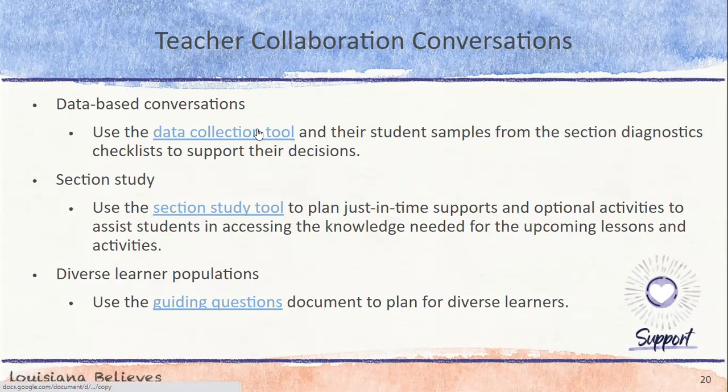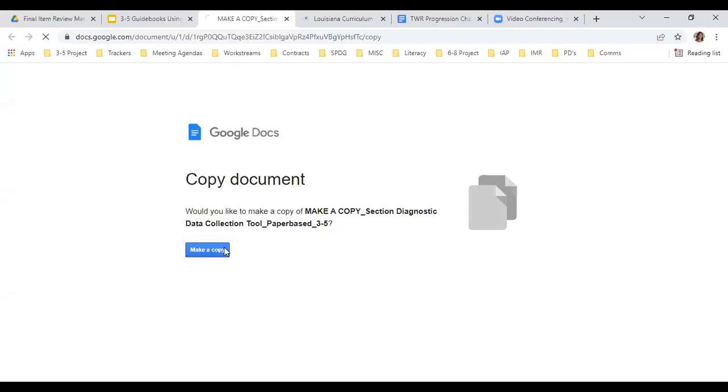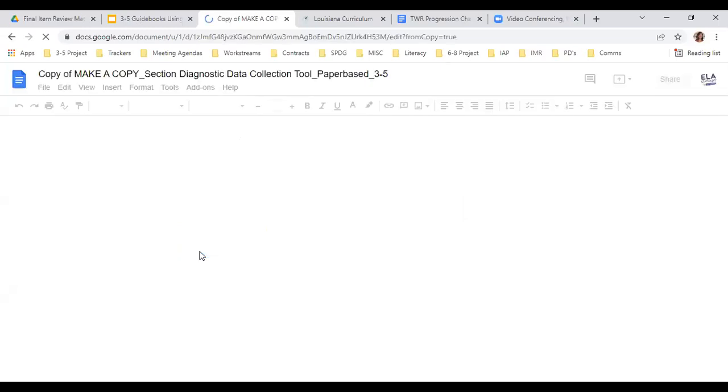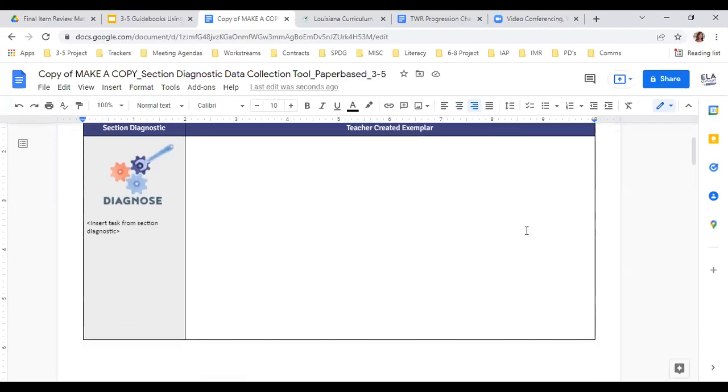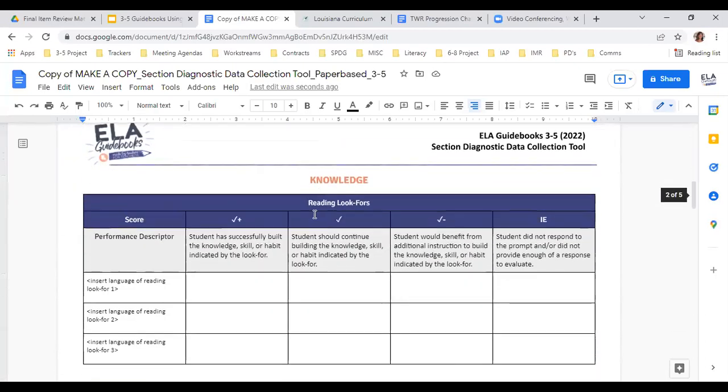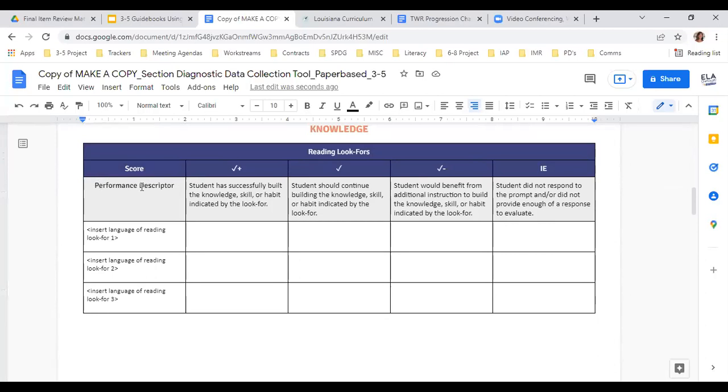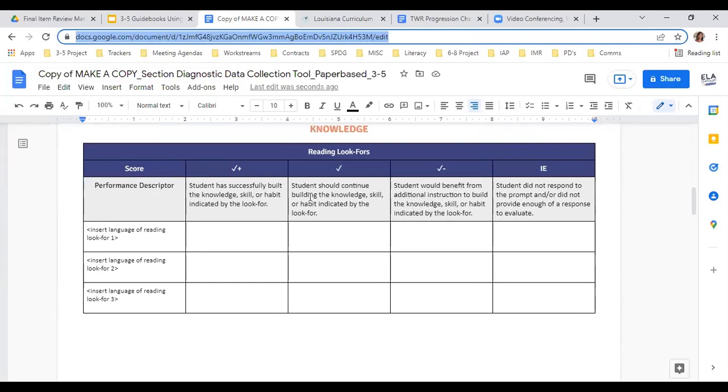This tool helps teachers analyze data from the section Diagnostics and direct them to the knowledge and skills students are understanding. With this information, teachers can make informed decisions about which students could benefit from the supports identified in the lesson. So this is what we were referring to as far as the section Diagnostics. The teacher would take all of their student samples and they would look at the knowledge and skills that the students were able to show on their responses.